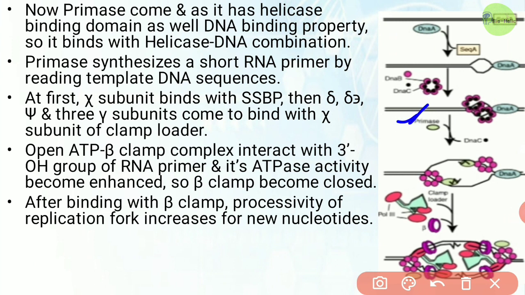Now primase comes, and as it has the helicase binding domain and also DNA binding property, it can only bind with the helicase-DNA combination. Otherwise it could bind to any other helicase, right, which is actually not associated with the DNA strands. But this does not happen because it has both properties. Okay, so that's why. So then primase is going to synthesize short segments of RNA or RNA primers by reading the template DNA sequence. Okay.